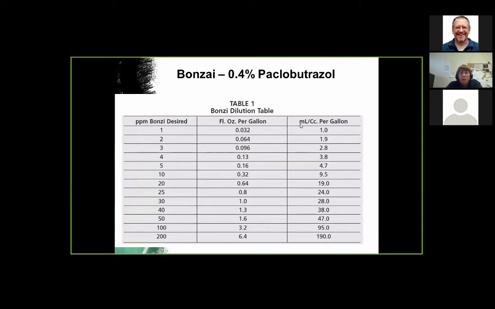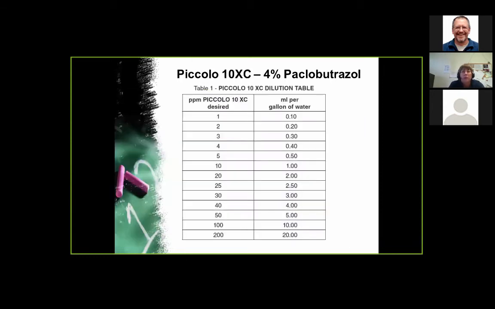So if we look at this bonsai, which is 0.4% paclobutrazol, and we compare that to a product in contrast, Piccolo, which is 10XC or 10 times concentrated, this is 4% the active ingredient paclobutrazol. And for this dilution table, again, it's giving you the parts per million desired, what part per million concentration of the active ingredient you are wanting to mix up, and the milliliters of the product per gallon of water. And you see, because this is so concentrated, these smaller part per million amounts are really quite small, just fractions of a milliliter. So you probably would need a syringe to measure those out if you're just making a small amount.